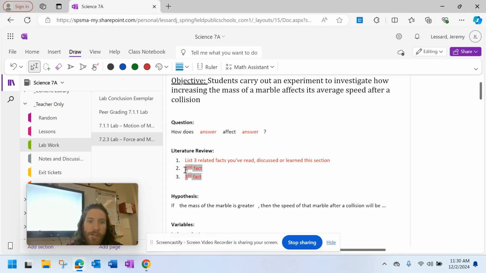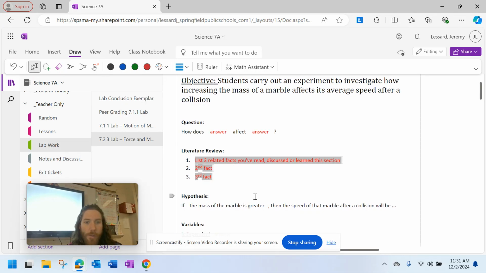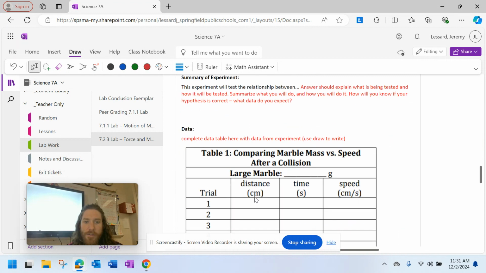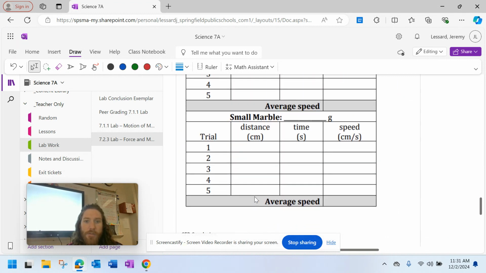We are going to do the literature review tomorrow before we begin, and we are going to fill in this data table tomorrow.